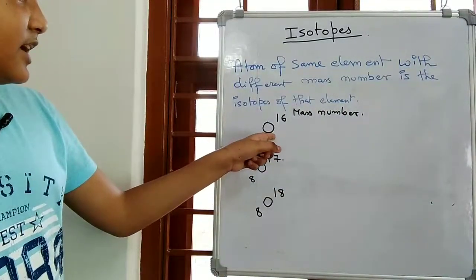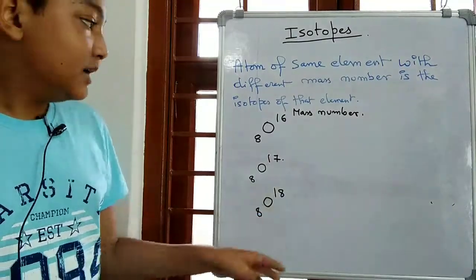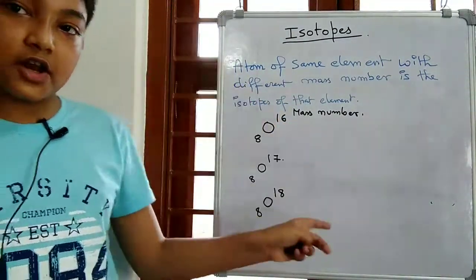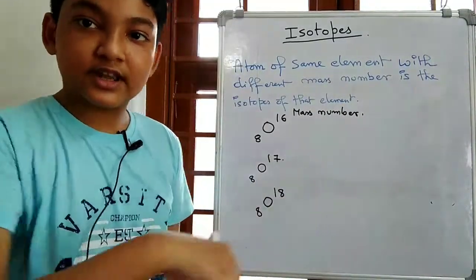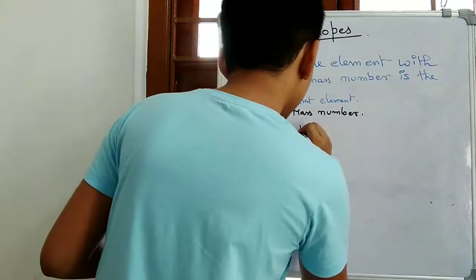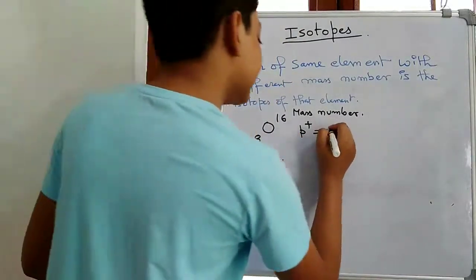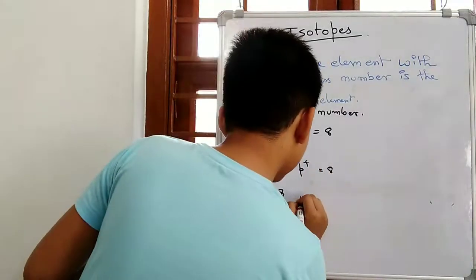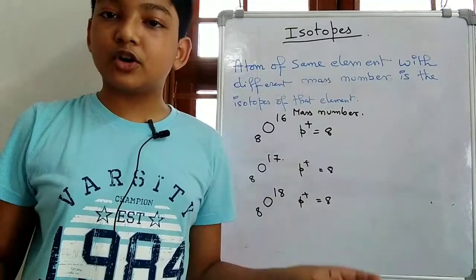So oxygen has the same atomic number 8, 8, 8, but the mass number is different: 16, 17 and 18. Let us calculate the number of protons and the number of neutrons, and no need of electrons. Protons we write as P plus. What is the P plus number here? It is 8. Here also 8, and here also 8. So we may say that the same number of protons are there.